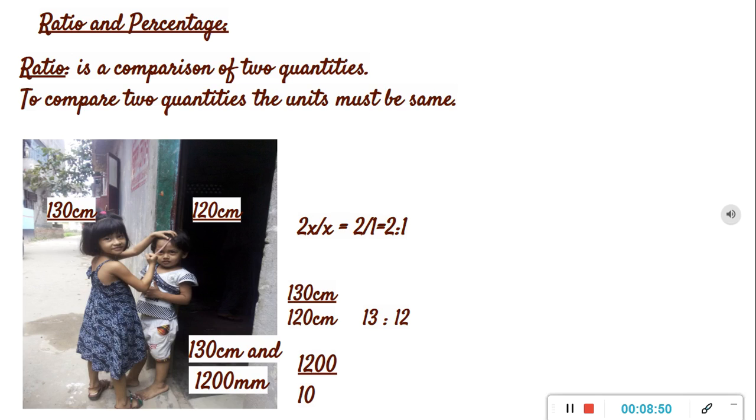Now let's see the next point, that is percentage. Now ratio is not the only thing which is useful in comparing quantities. Percentage is another useful parameter. The word percentage is derived from a Latin word percentum. What does that mean? Percentum means how much out of 100.